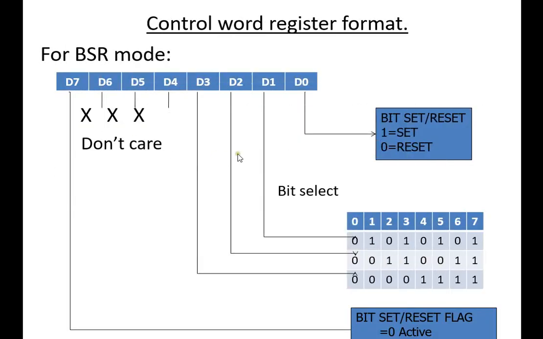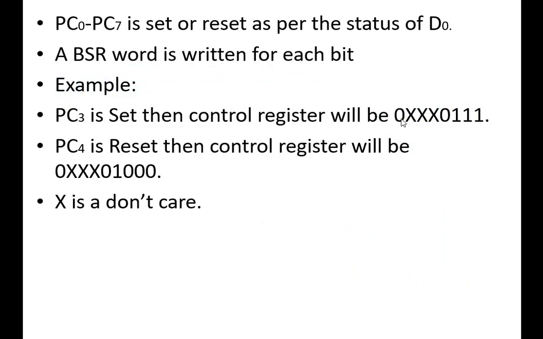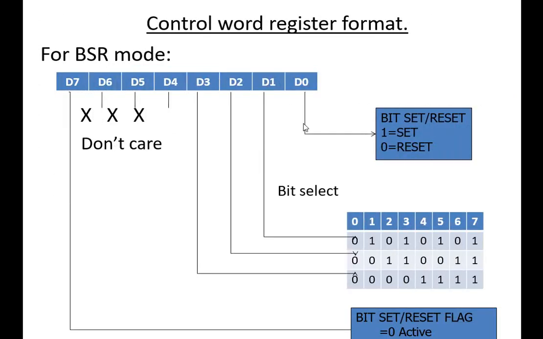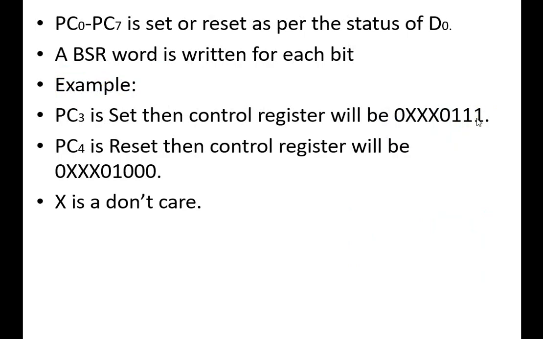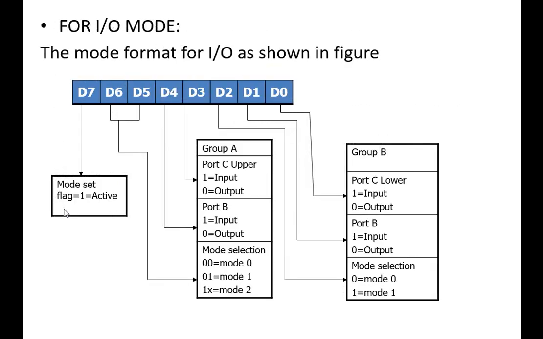So to make PC3 set, in D7 we need the flag. For the flag we use 0 here, so the flag is activated. In the D0 position, we have 1 for set and 0 for reset. So we have set here, so we have 1, and then for the third position, the bit selection is 0, and in the fourth we need to replace it with 1 only. X is the don't care section that we have already discussed.